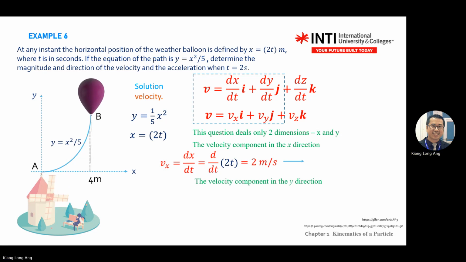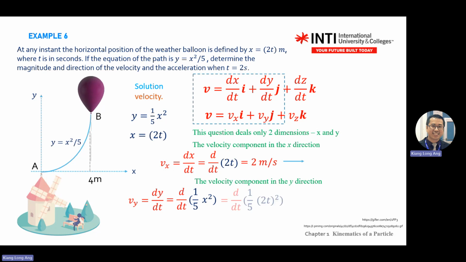Direction is to the right. Okay. So please remind yourself you are dealing with vectors. What you're calculating here must have magnitude and direction. So velocity here is in x. For velocity in y, you differentiate this equation, but this one doesn't have t, so you're unable to do anything. But you can replace x in terms of t.